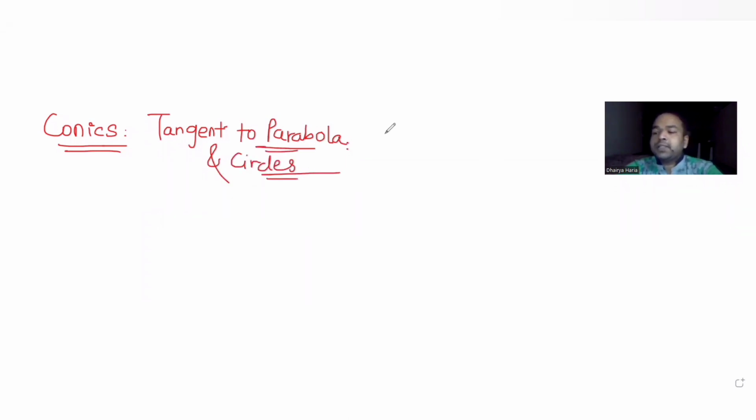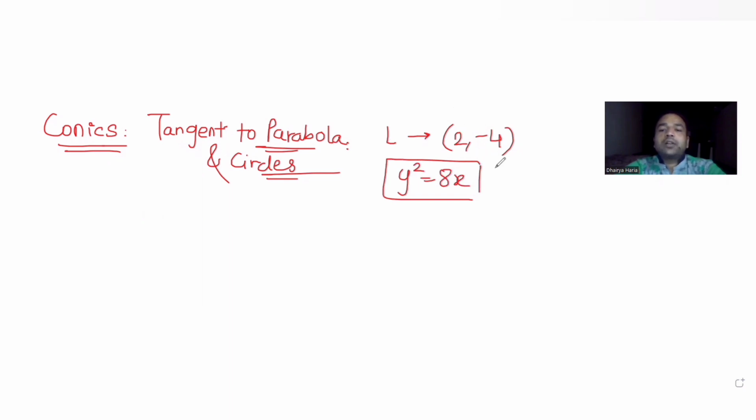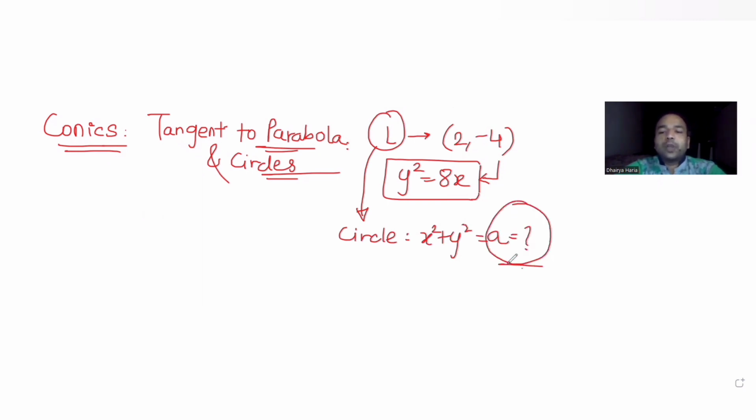The question tells us that a tangent line L is drawn at the point (2, -4) on the parabola y square equal to 8x. So a tangent line L is drawn at this point on the parabola, and it's also given that this line L is also tangent to the circle x square plus y square equal to a. So we need to figure out the value of a in this question.